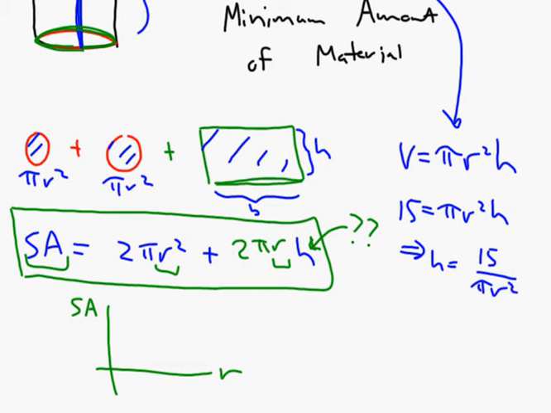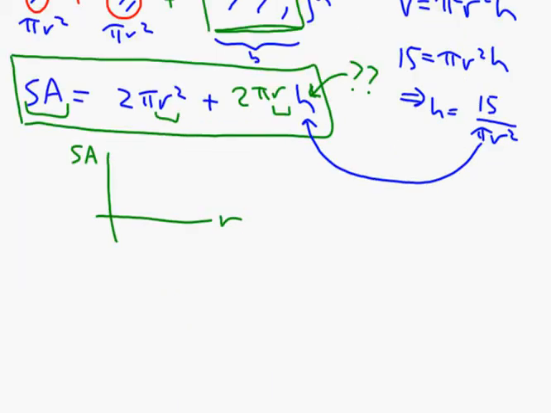You can see what's going to be good about this, because if I replace h with 15 over pi r squared, then the h variable is eliminated from my equation, and now I can graph it, because it only has one variable. Keep that in mind. That's a goal with these problems: you want to get something as a function of just one variable. Right now, surface area is a function of the variable r and the variable h. That's a function of two variables, and we're not going to graph things in three dimensions.